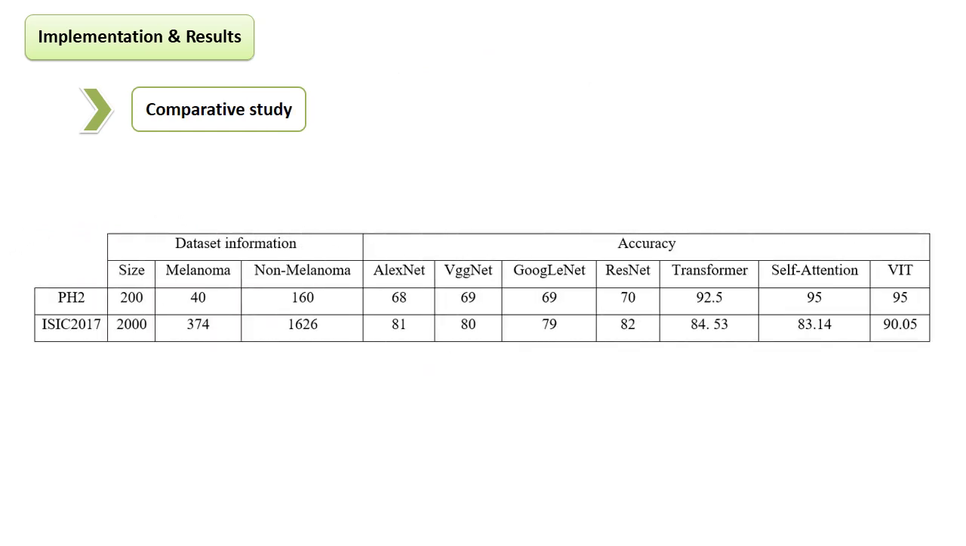Now we have seen the results. Let's discover a comparison, as we said, against other existing models. So in this table, we compare the performance of the ViT architecture with that of other deep learning models, like AlexNet, VGGNet, GoogleNet, ResNet, and as you can see, ViT showed the most interesting results or accuracy.